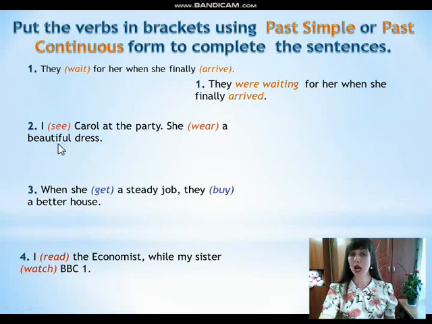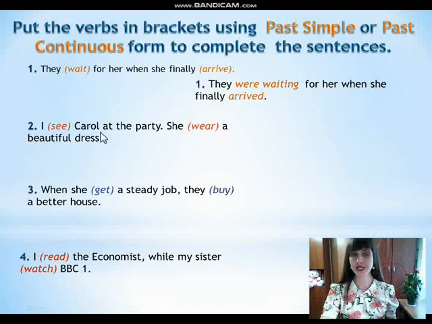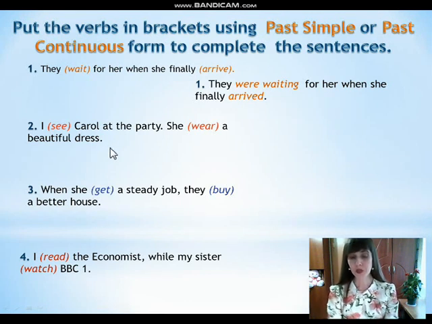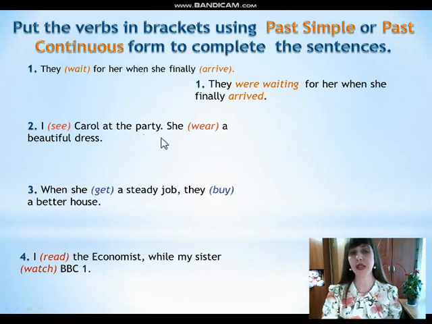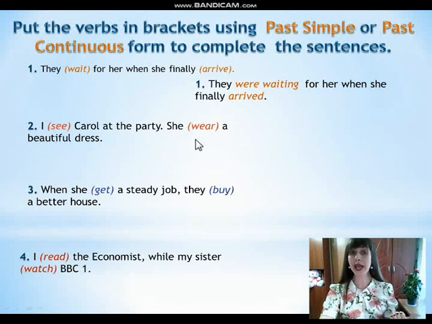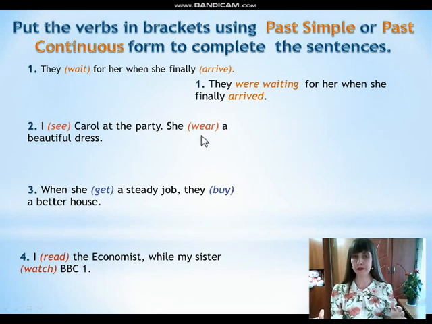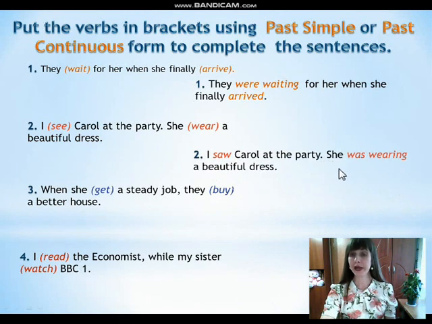Okay? In our second example we read, I see Carol at the party. She wore a beautiful dress. So, we have a completed action. I see Carol at the party. That is a completed action in the past. But a long action is connected with the word where, a long action. Okay? So, we have I saw Carol at the party, and the long action, she was wearing a beautiful dress.